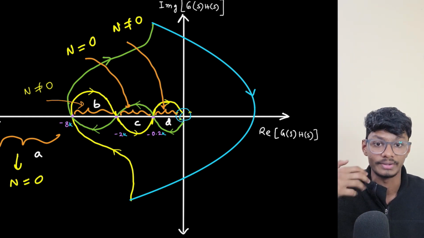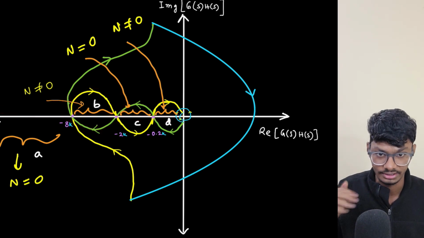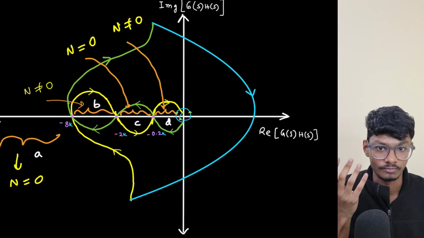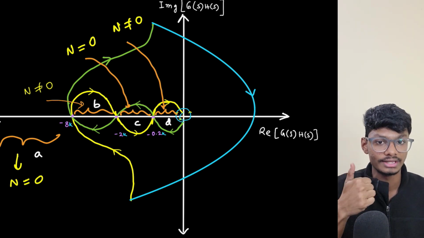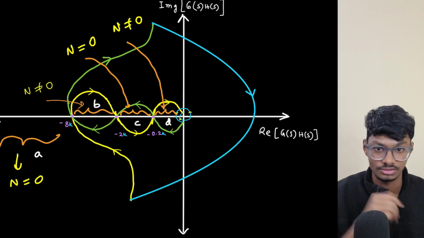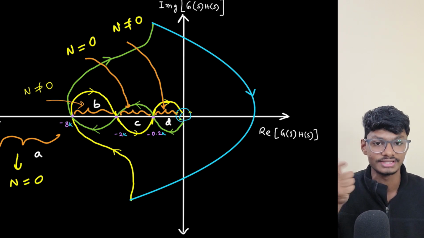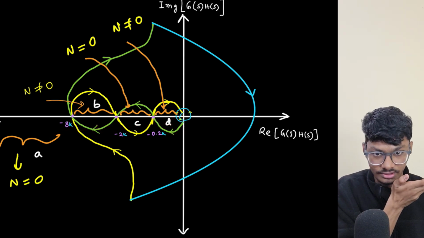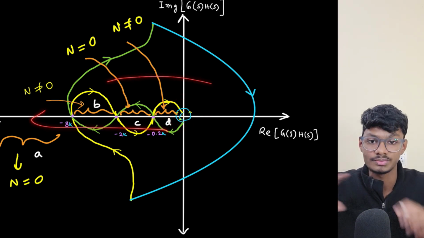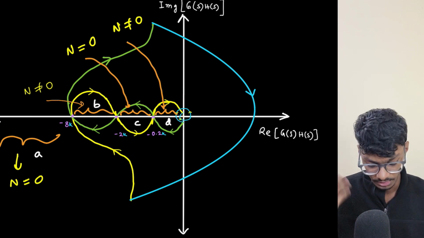If my k is 2, everything will get scaled by 2, so everything will shift to this side. If my k is 0.5, it will die down. If my k is 0, obviously I don't have any plot, so everything will go down to the origin. I hope you get it: what happens if my k varies to the extreme ends? If k becomes 0, this goes to the origin. If k increases, the magnitude becomes bigger, and that's why this expands.